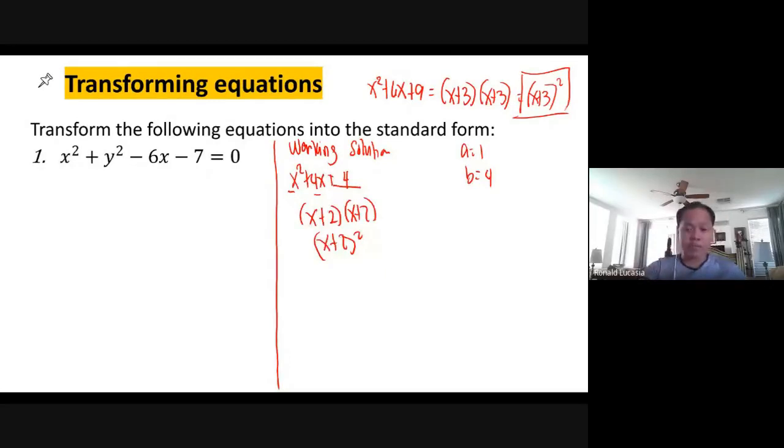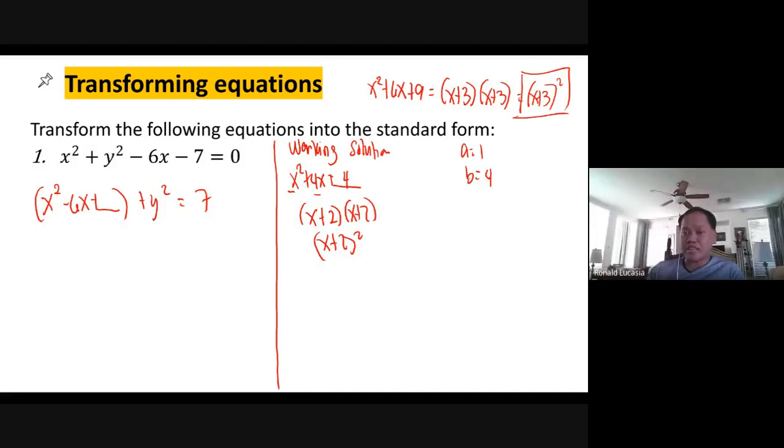Now, when we are going to find the standard form of x squared plus y squared minus 6x minus 7, you'll have to rearrange the terms: x squared minus 6x, then you'll add something to make it a perfect square trinomial, and this is y squared. The constant term will be transferred to the right side. First, look at the numerical coefficient of x. If it is 1, then proceed to step number 2. Step 2 is to get 1/2 of b. Our b there is negative 6.